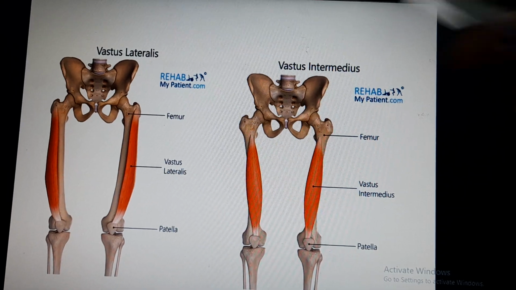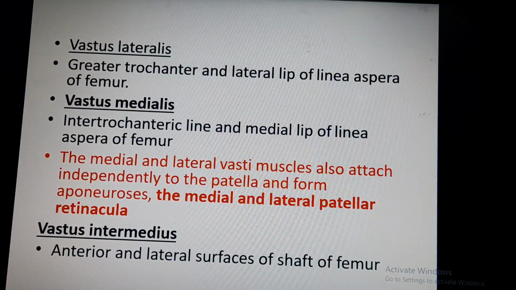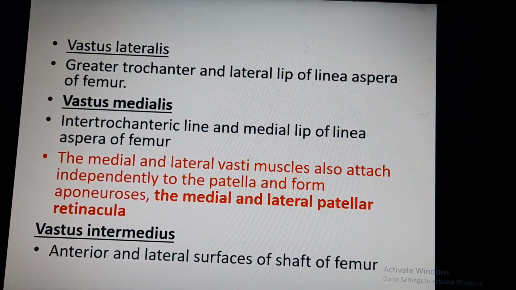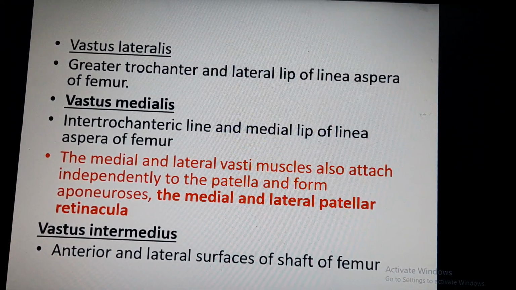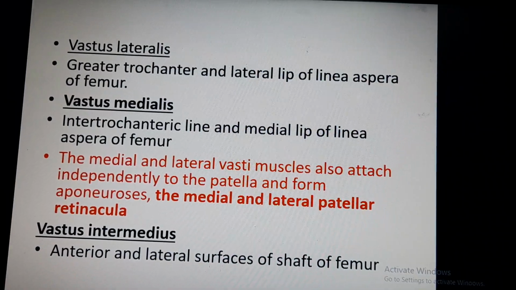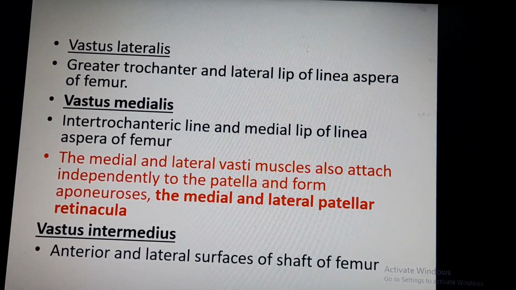Then this is vastus lateralis and this is vastus intermedius. Where does vastus lateralis get its origin? It gets origin from the lateral lip of linea aspera and it inserts into the same patella. Its action is the same, extension of knee and flexion of hip.